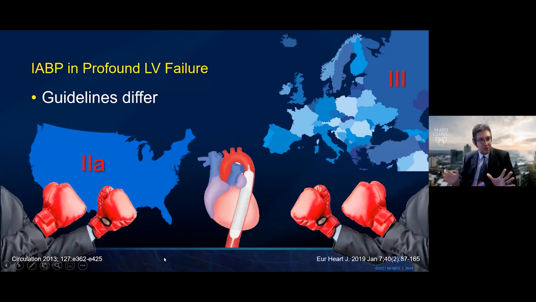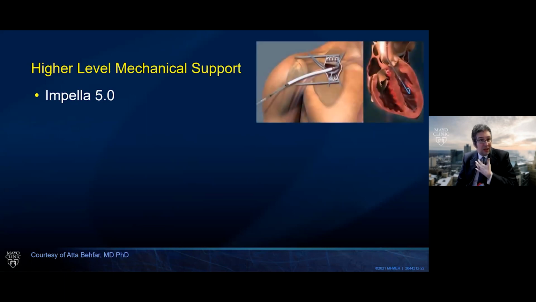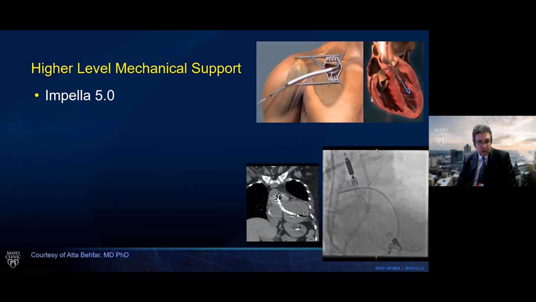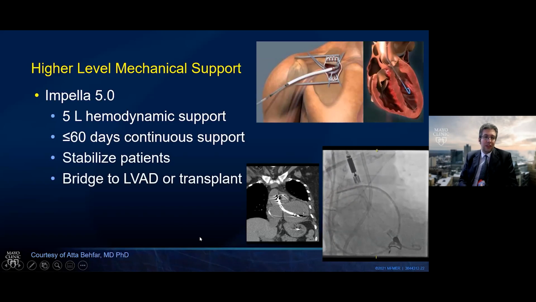So a little bit of conflicting thoughts there. And I think that perhaps this stems from evolution of mechanical support, that balloon pump is perhaps not our best option in many patients. Things like an Impella can provide very high level support. And this can actually be placed even subclavian. This provides up to 5 liters of continuous support, can be kept in place for some time, up to 60 days, and can really serve to stabilize patients as a bridge to LVAD or transplant.